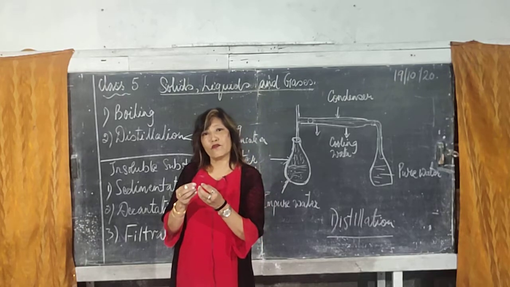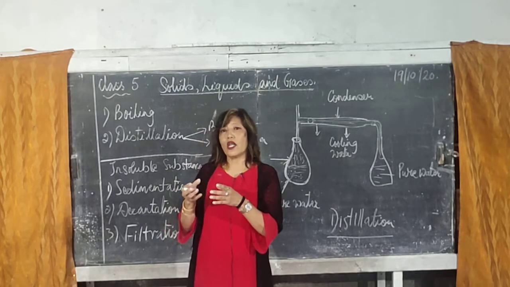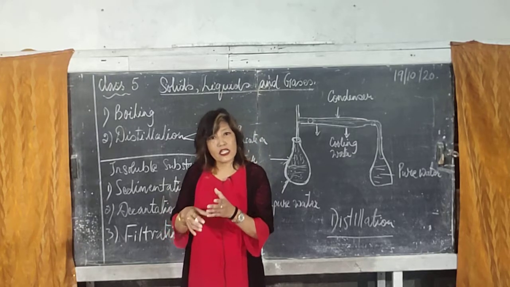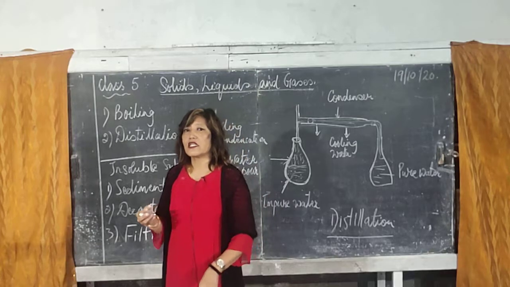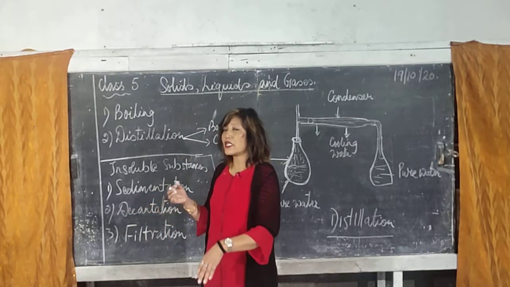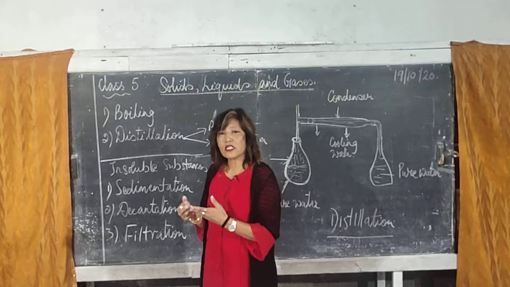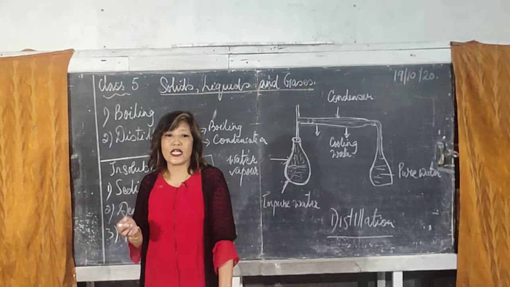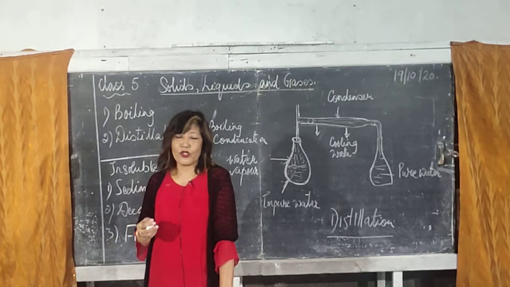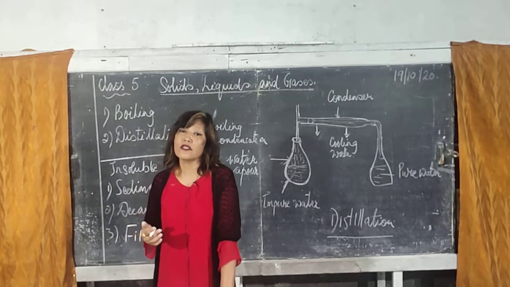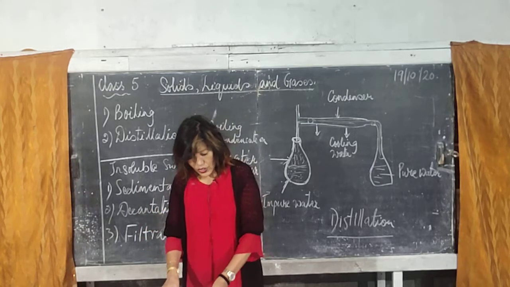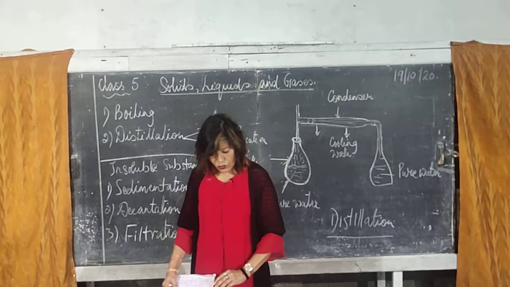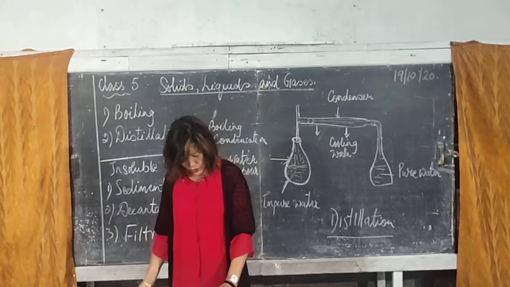The filter must have some little pores. So when you allow the mixture to pass through the filter, what happens? The liquid can easily pass through the pores, leaving behind the solid particles. That is how the insoluble particles can be separated from the liquid. The most common example of filtration is making of tea, which you can practice at home. Is that clear? So these are the different processes of separation of insoluble substances from water or from a liquid.